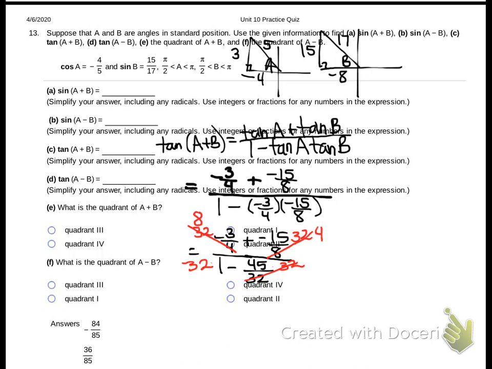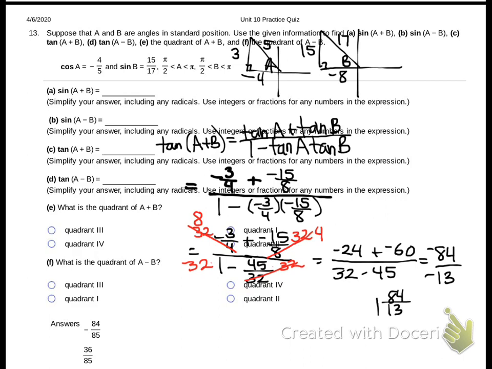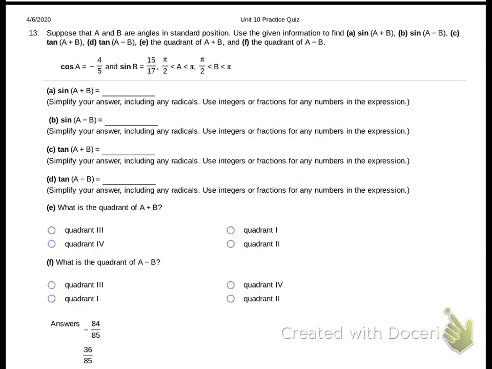Okay. So what we get is negative 24, 8 times negative 3. Negative 60, 15, negative 15 times 4. And those just canceled. So I'm getting negative 84 over negative 13. And because they're both negative, it does become positive. There we go. All right. Let's try the last one.